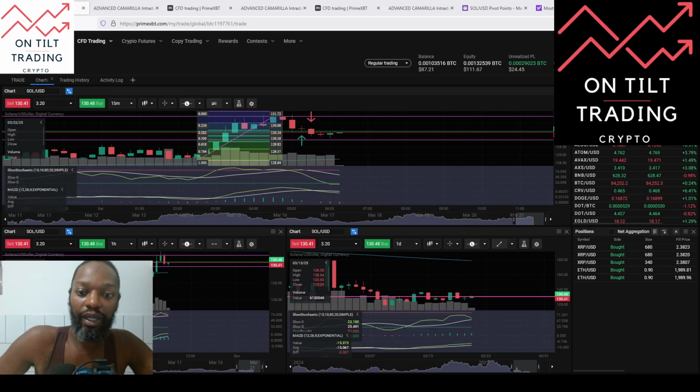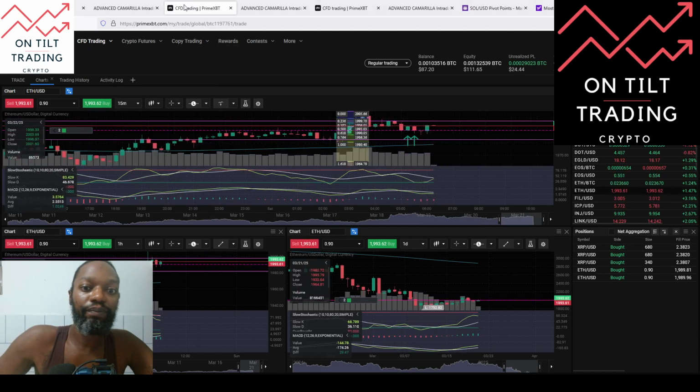Next up, I have Ethereum. So Ethereum, we'll break down what I'm seeing here on Ethereum. Here on the daily, Ethereum is trading well below this 200 EMA. On the 60-minute, we're trading above, and on the 15-minute, we're trading above this 200 EMA.